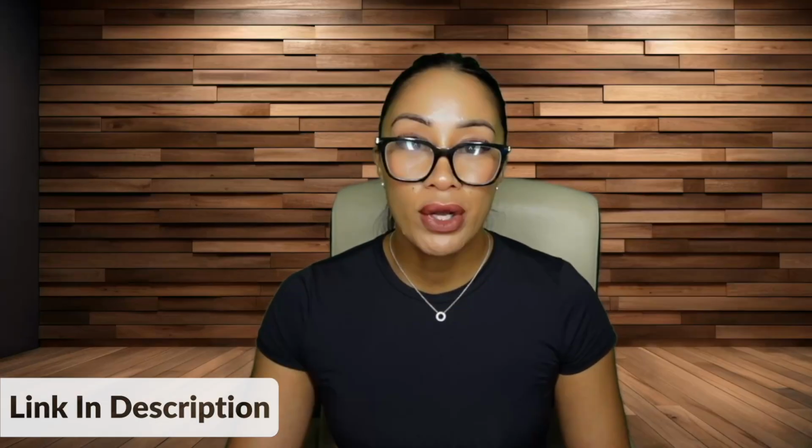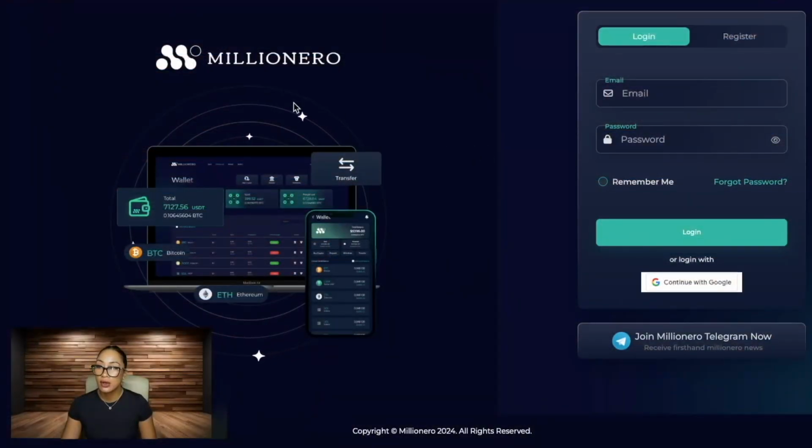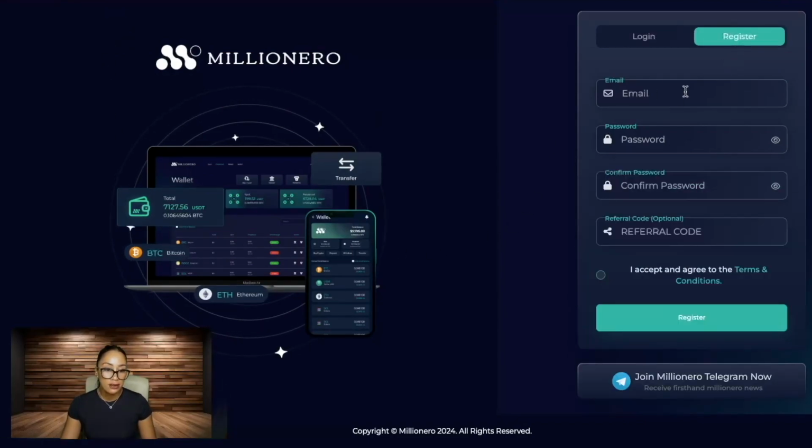Get started by creating your very own Millionero crypto trading account by using the link down in the description below. Once you've found the link, you should land on the Millionero website page. From here, you would just click register to open a new account, enter an email address, a password, confirm your password, and a referral code. There should already be one in there if you've used the link down below. Agree to the terms and conditions and then hit register.